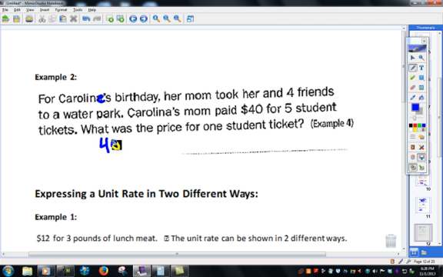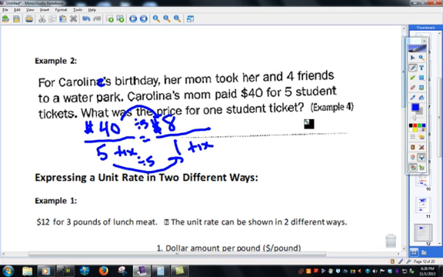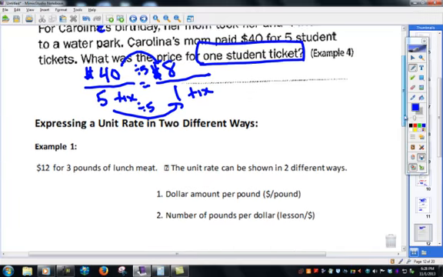So here we go. We have $40 over 5 tickets. I want to know how much 1 ticket costs. What did I do to go from 5 to 1? Divide by 5. What do I do up here? Divide by 5. $8 per ticket. That's it, guys, it's very easy. It tells you what you want to know right there. It gives you where the 1 is going to go, where the unit price is.